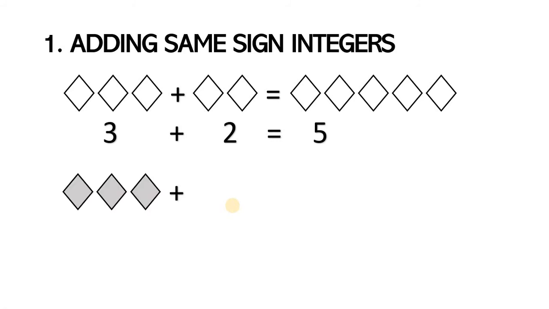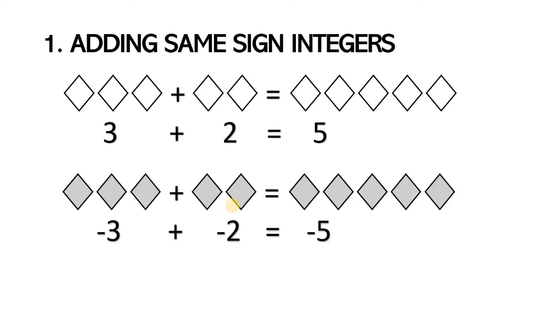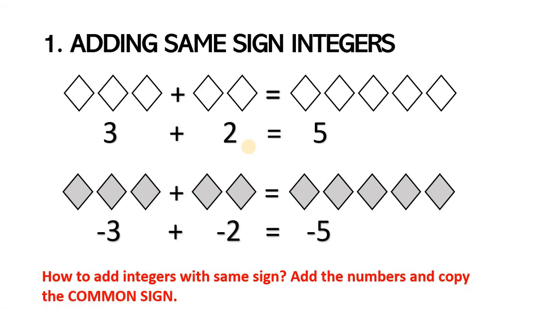Next, how about when both are negative? So, this will be negative 3 plus negative 2. Just add the numbers. 3 plus 2 is 5 and then copy their common sign. What is their common sign? Negative. So, the answer is negative 5. When we use these diamond illustrations, we just combine them. The answer is still the same. So, to summarize, how to add integers with same sign? Add the numbers and copy the common sign.